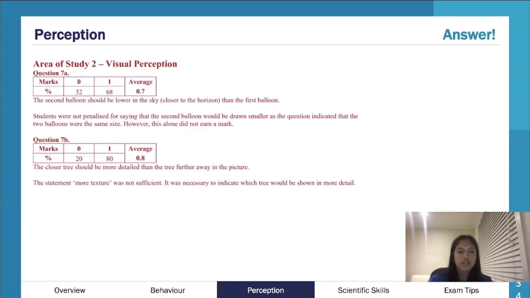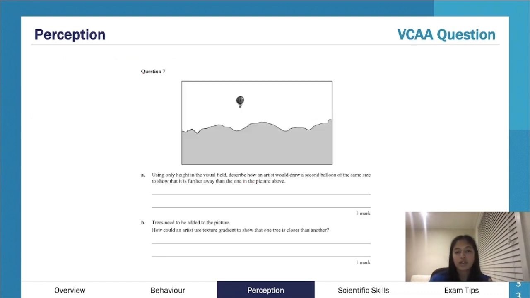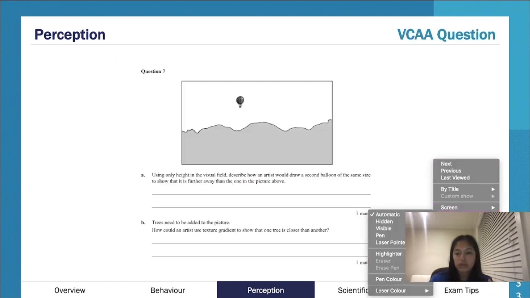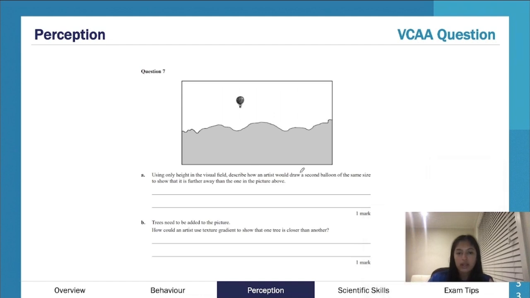Okay, so here's the answer to that question. The second balloon should be lower in the sky. So it's this idea of height in the visual field, to show that it's further away than the one in the picture above.